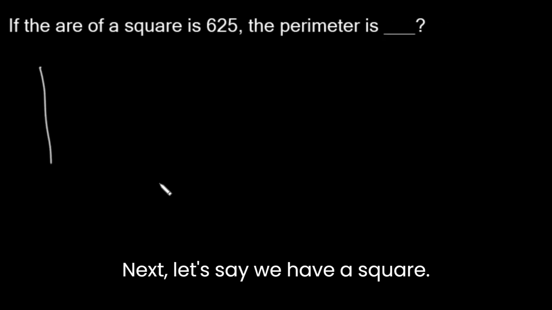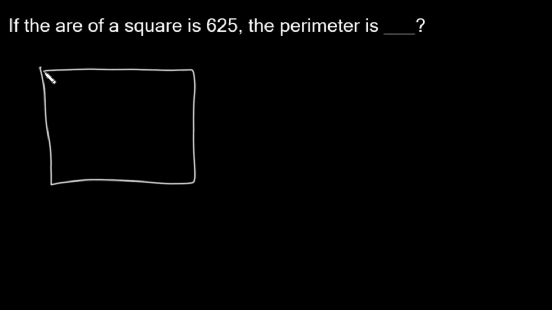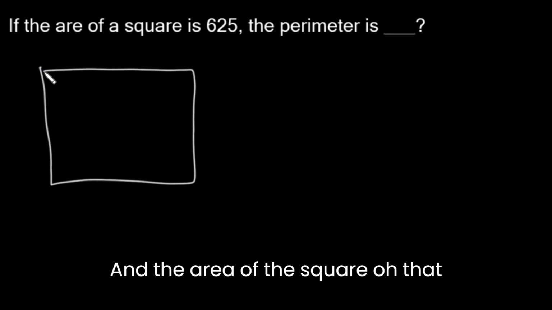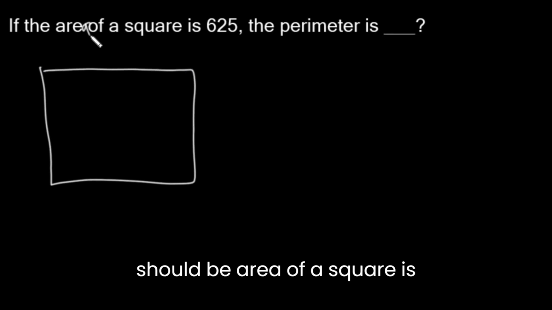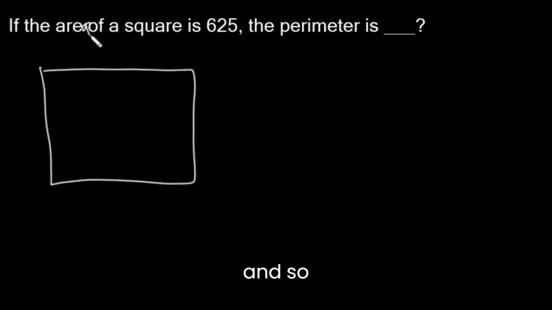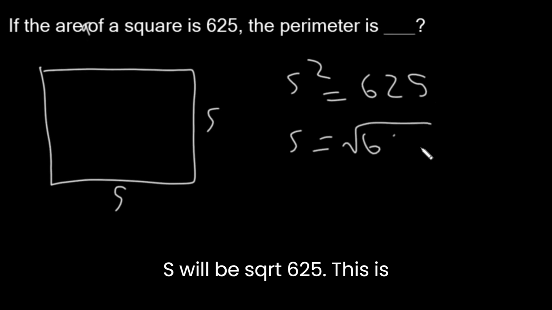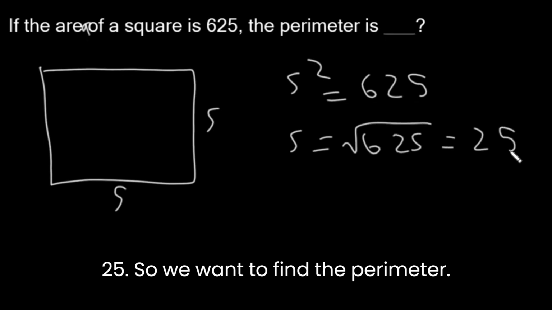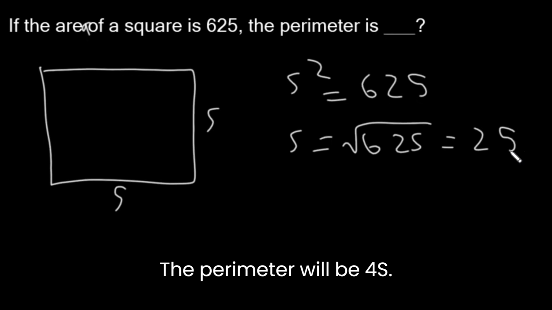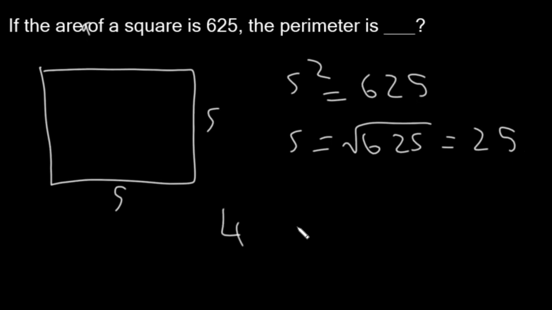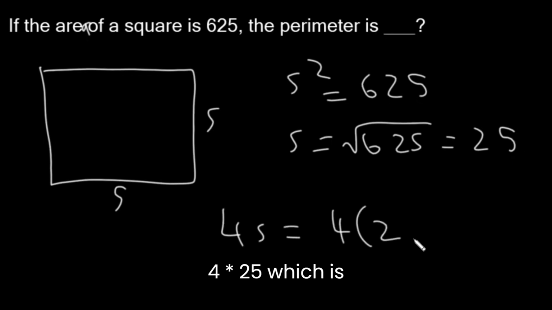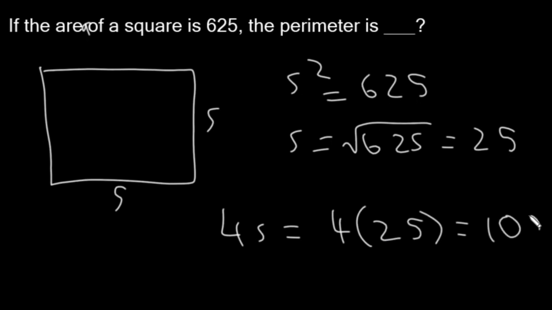Next, let's say we have a square. And the area of the square, that should be area of a square is 625. So the sides in a square will both be s, and so s squared is 625. S will be square root of 625. This is 25. So we want to find the perimeter. The perimeter will be 4s. 4s is 4 times 25, which is 100.